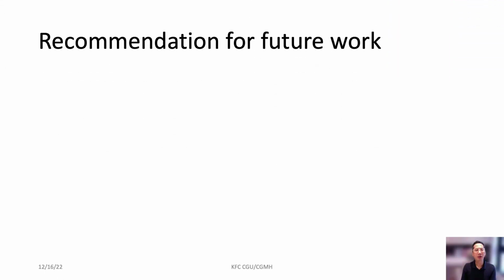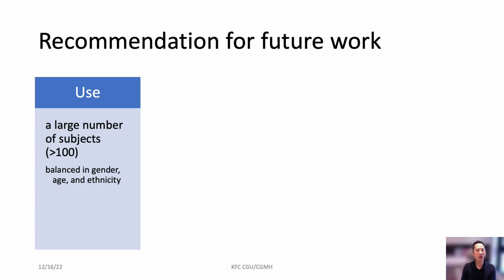So lastly, I want to give some recommendations for future work. The first is to use a large number of subjects. As you can see in the previous studies, there are lots of small studies with fewer than 100 subjects, or with a very small number of subjects with a large number of measurements, which is not really good because the subject has correlated measurements and it could overestimate the performance of the monitoring or intervention.